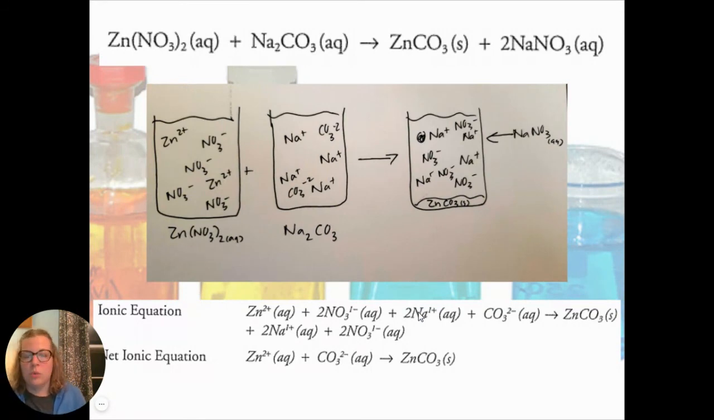Okay? On your homework, you're going to be asked to do this with your drawings. So after you get your reactions figured out for your double replacement reactions and your solubility rules, then you're going to have to do these drawings. Okay, so if you have any questions, please make sure you get things cleared up. Otherwise, good luck.